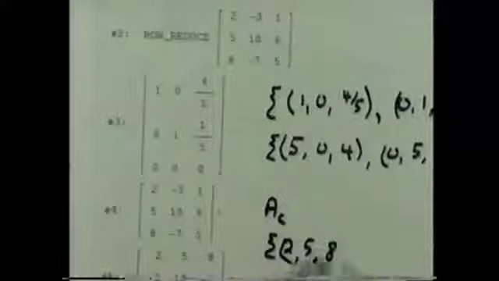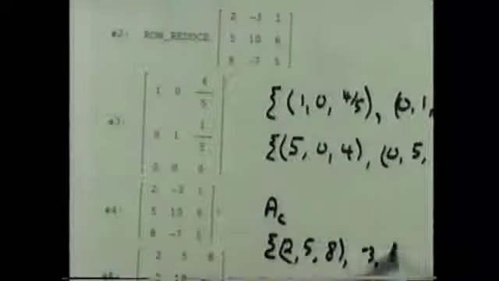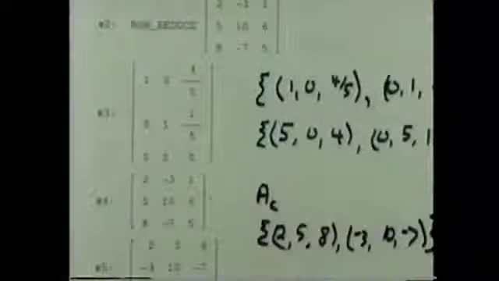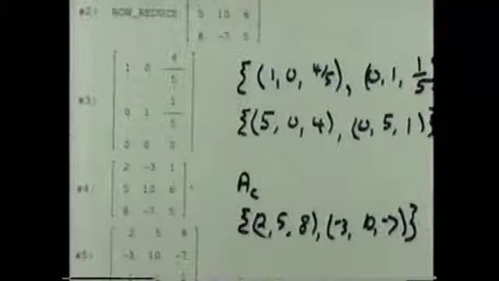So another basis for the column space, I'll say A sub C for the column space, would be 2, 5, 8, negative 3, 10, negative 7. Once this tells me which columns to use, 1 and 2, I go back to my original matrix to pick those two columns. I suggest that you do the transpose method, at least initially.